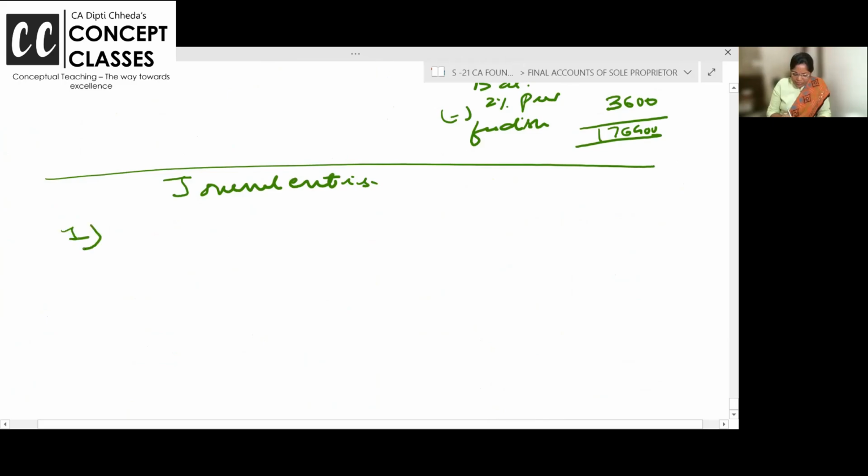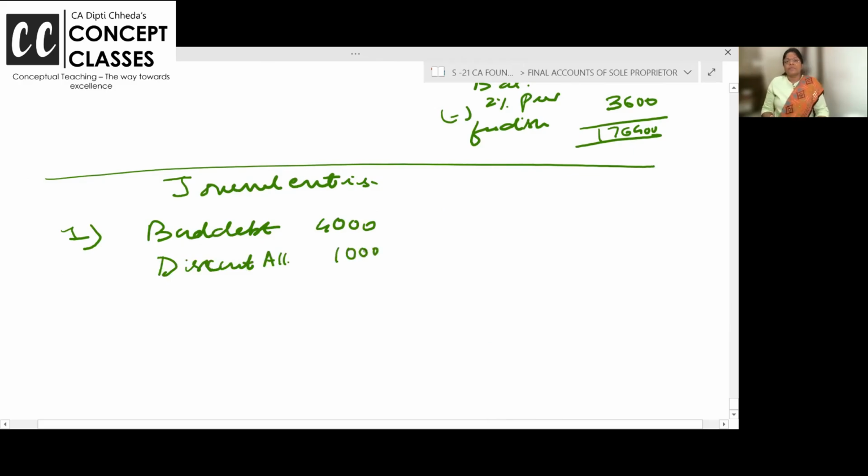First we will pass for additional bad debt. How much is more bad debt? 1,000. How much is more discount allowed? 1,000. Bad debt is 4,000. Discount allowed is 1,000. These are actual. So can we reduce it from the data's 5,000? Yes.